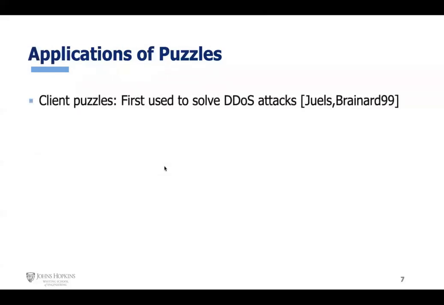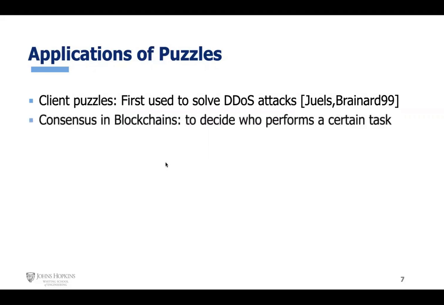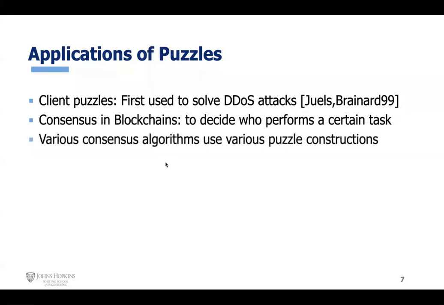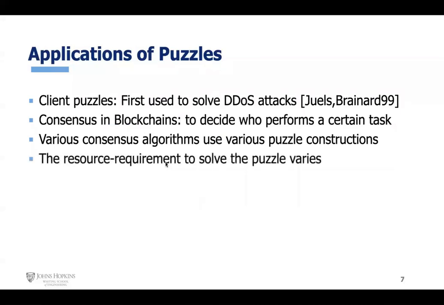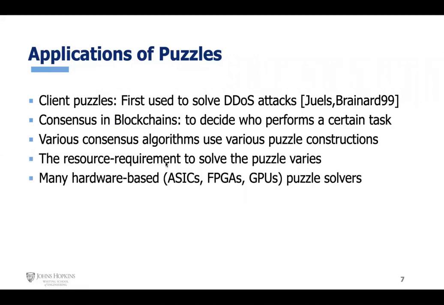Let's look at some early applications of puzzles. Client puzzles were first deployed to prevent denial of service attacks by overloading servers. So you just make the servers give out puzzles which need to be solved for queries to be answered today. And more importantly, these are used in consensus in blockchains where consensus algorithms are basically trying to solve the puzzle of who gets to perform a certain high reward task, right? There are different puzzle constructions, of course. Some of them involve using ASICs, FPGAs, or GPUs, depending on the puzzle construction and the puzzle type.